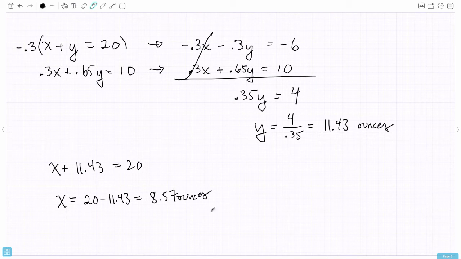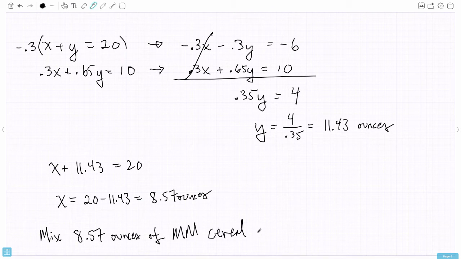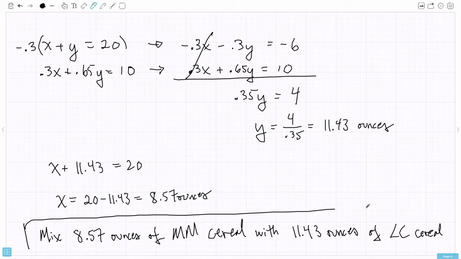And the directions told me I had to write this in complete sentences. So mix 8.57 ounces of whatever was x. That was the cereal. 11.43 ounces of the LC cereal. And that's the answer for this one, number 6.